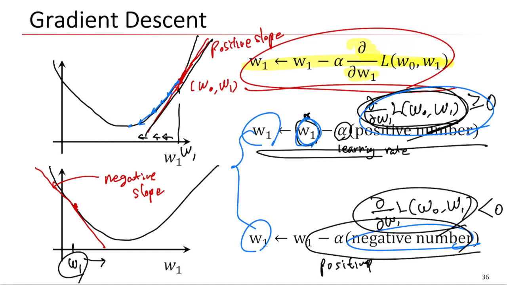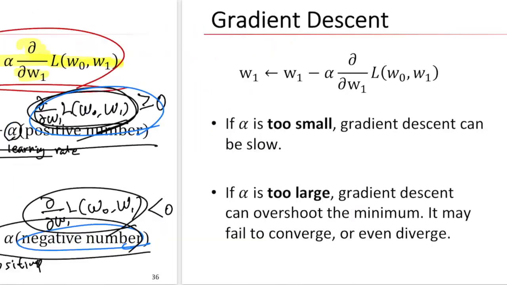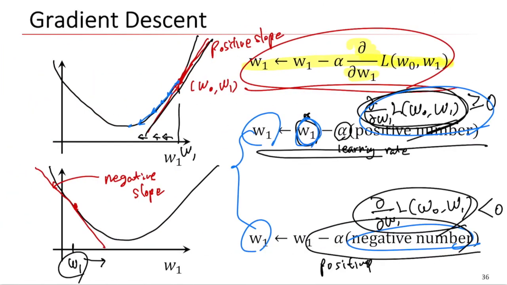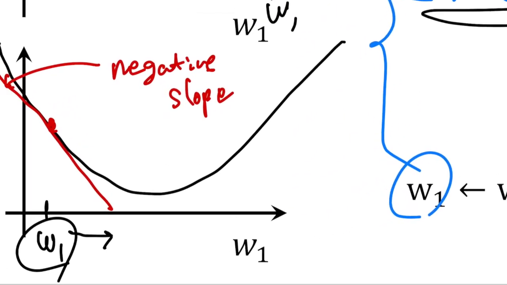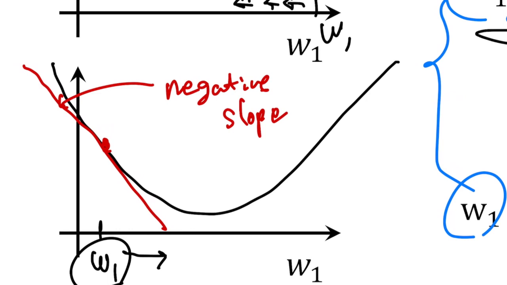So it means that the update of our learning algorithm depends on the sign of the gradient and the values of the gradient. Okay, so one more thing here. What if we start from here?